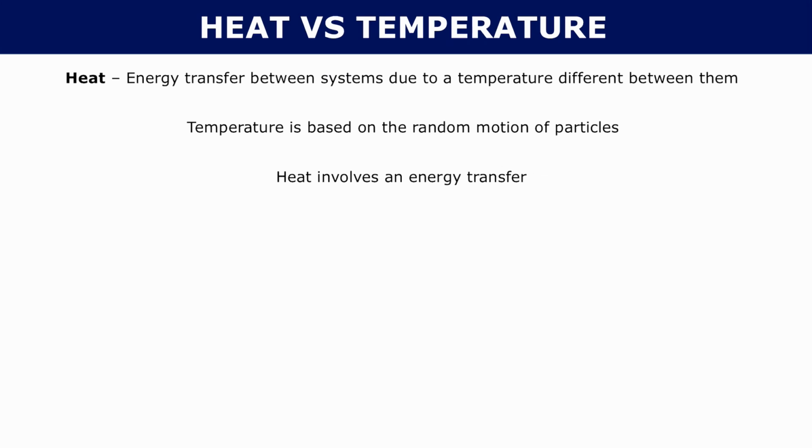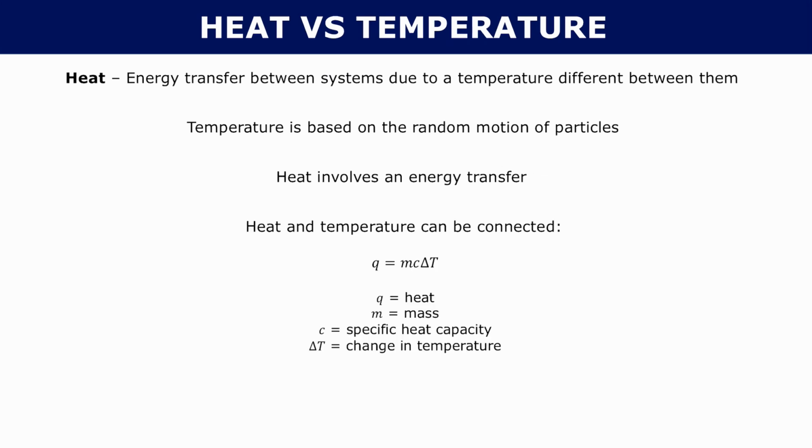Although they're not the same thing, you can relate temperature and heat. And the way that you connect them is using this equation, which tells you that Q, which is heat, equals mc, mass times specific heat capacity, times the change in temperature. Q equals mc delta T. Now, we know what all of these are. We know what heat is, we know what mass is, we know what a change in temperature is, but we don't know what specific heat capacity is.